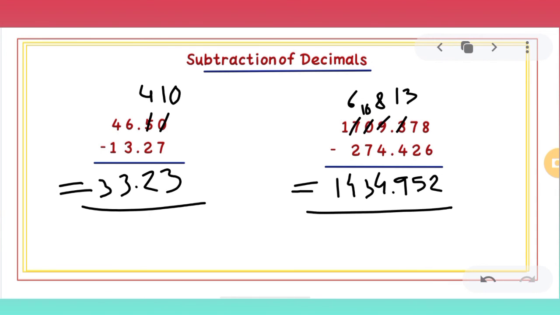So the answer will be 1434.952. So in this way, we can do addition and subtraction of decimals.